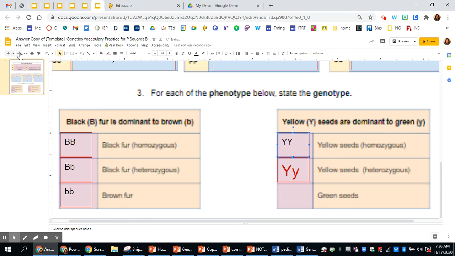In the second example, it tells you yellow seeds are dominant to green. So capital Y will be the genotype that goes with homozygous for yellow. I already gave you the heterozygous as an example. And then finally, the green, the only way you can see the recessive trait is if the genotype is two little letters. So hopefully this practice then sets you up for putting together your Punnett squares.